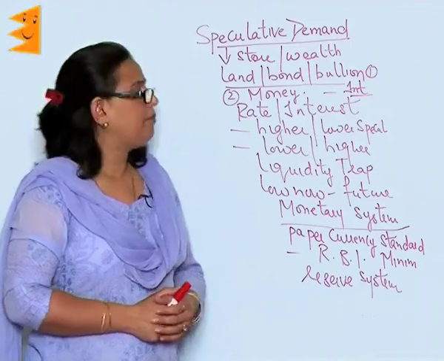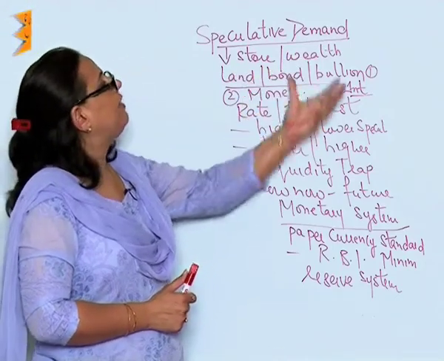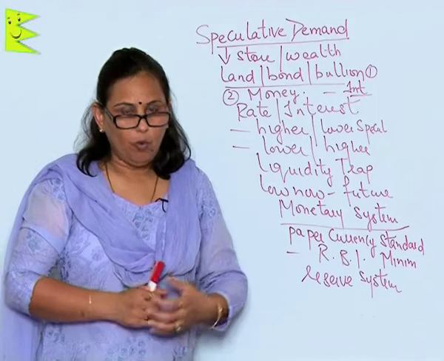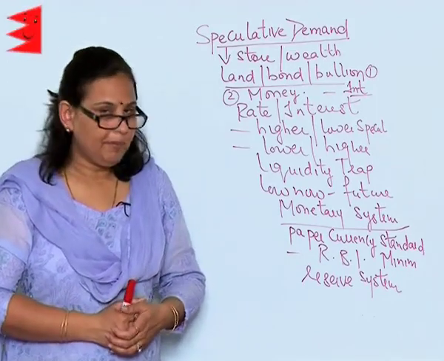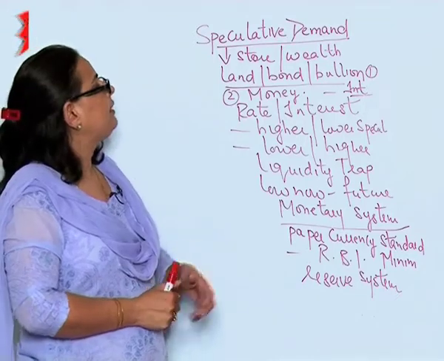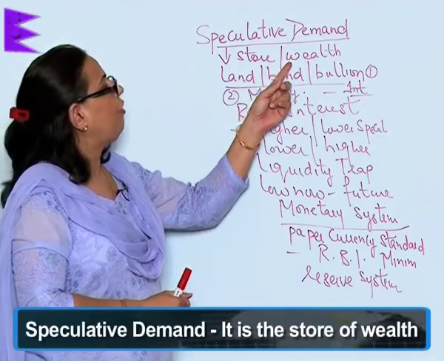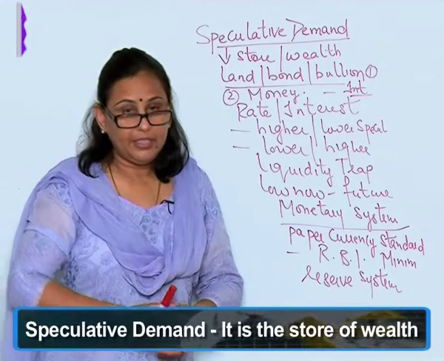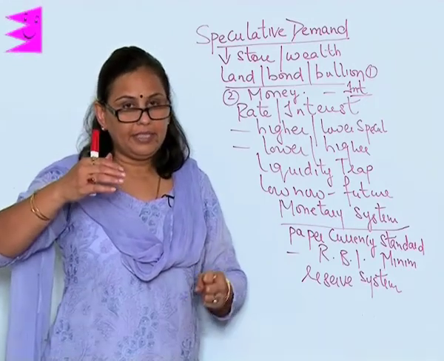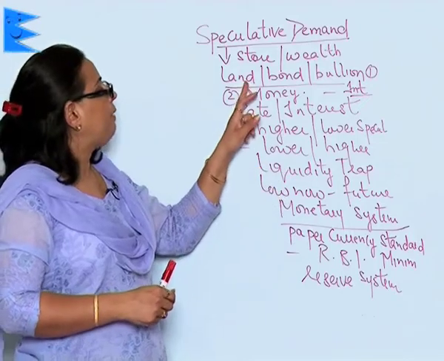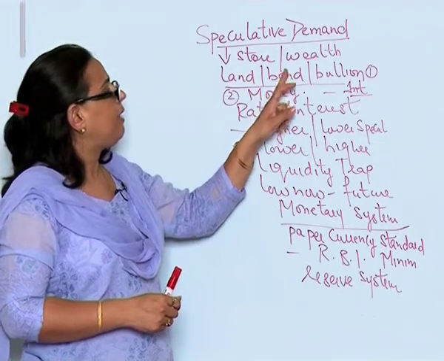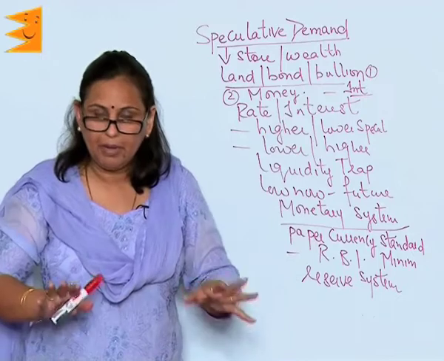Now let's study about the speculative demand of money. What is speculative demand of money? In simple layman's terms, it means it is a store of wealth, and this store of wealth is done in many forms. It can be in the form of buying land, buying bonds, buying bullions, or keeping the money as such.